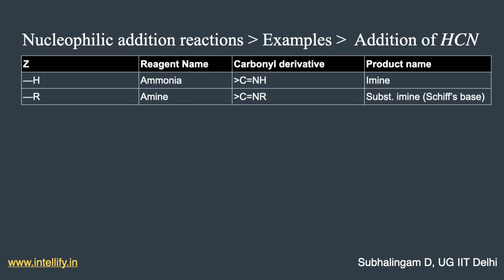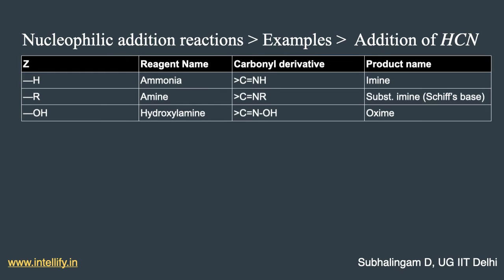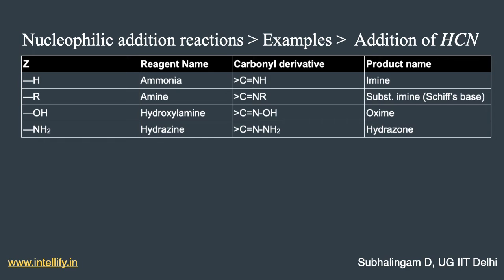Next, RNH2, that's an amine. We will see this in the next unit. And the carbonyl derivative is C=NR. This is known as a substituted imine and is commonly known as Schiff's base. Next, NH2OH, hydroxylamine. C=NOH is the carbonyl derivative that we get and it's called oxime. NH2NH2, hydrazine, C=NNH2 is the derivative and this is known as hydrazone.